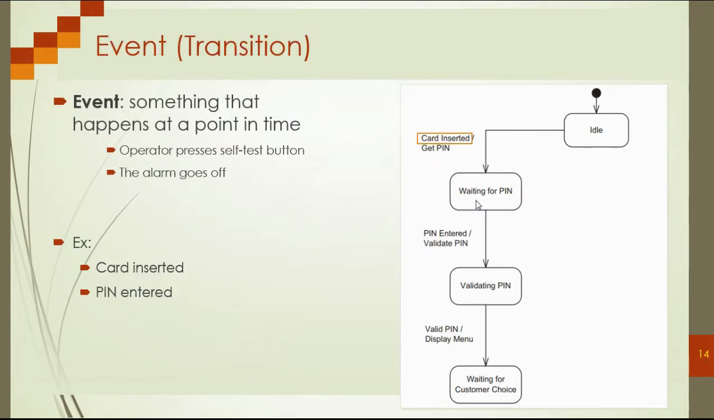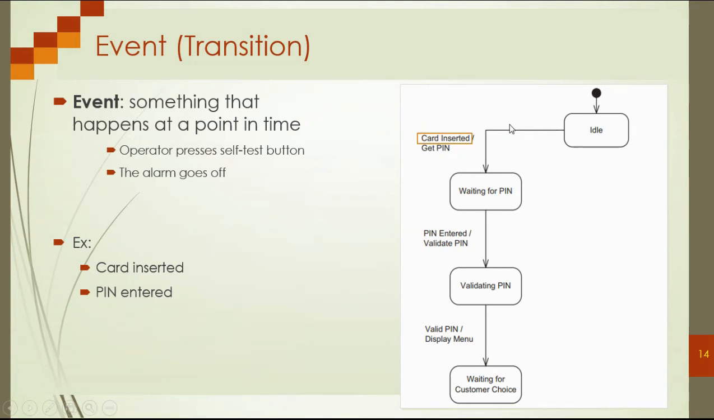The second element is the events, or the transitions. So an event is something that happens. Something is happening at a point in time. So here in this example, in this figure, the events are card inserted and PIN entered.